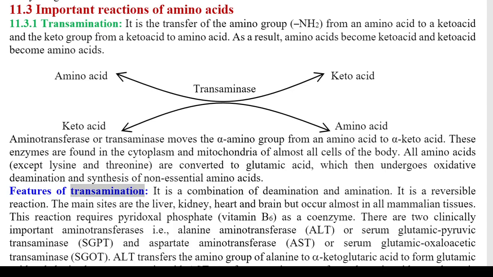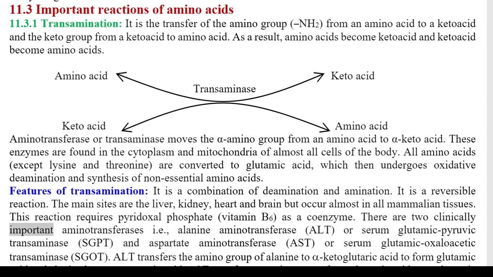Features of transamination. It is a combination of deamination and amination. It is a reversible reaction. The main sites are the liver, kidney, heart, and brain but it occurs in almost all mammalian tissues. This reaction requires pyridoxal phosphate, vitamin B6, as a coenzyme.